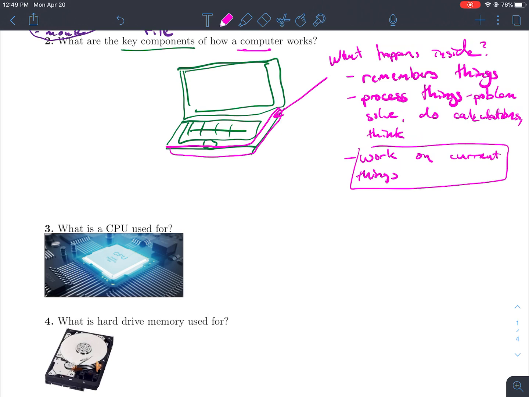There are a lot of other things that a computer does, right? It takes in input, but that's pretty self-explanatory. So you've got like the keyboard, you've got the trackpad, you've got the microphone or the camera here. So we're not going to focus too much on that. All right, so trying to figure out what each of the different parts are used for.